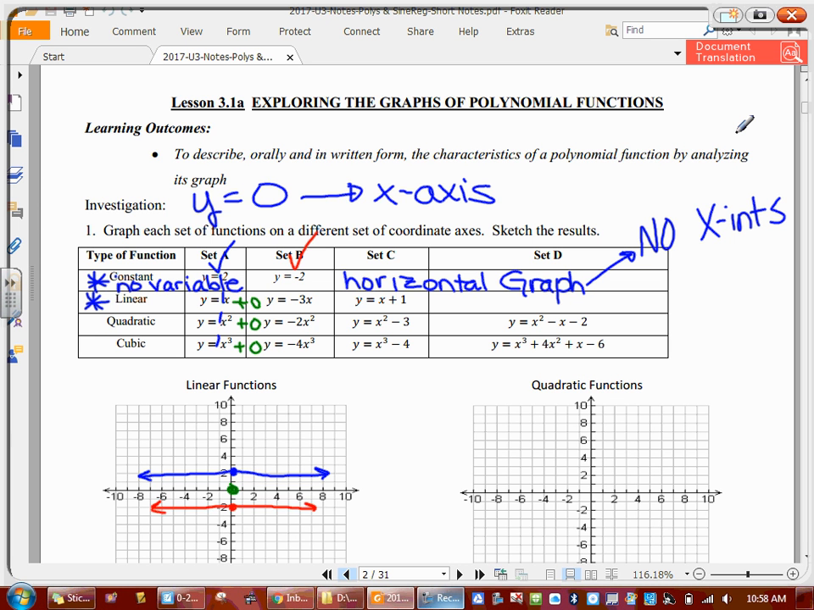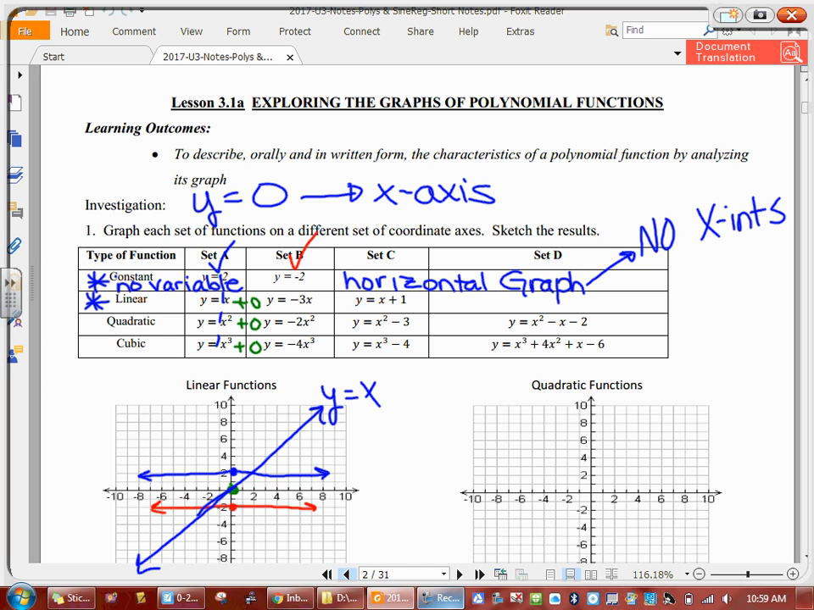Y equals x plus 0. Well, the plus 0 is just telling us it goes through the origin. So the slope is telling me it's going to go one up, one right, one up, one right, one up, one right. So our graph, being set A, is going to go through our middle. There is our y equals x.